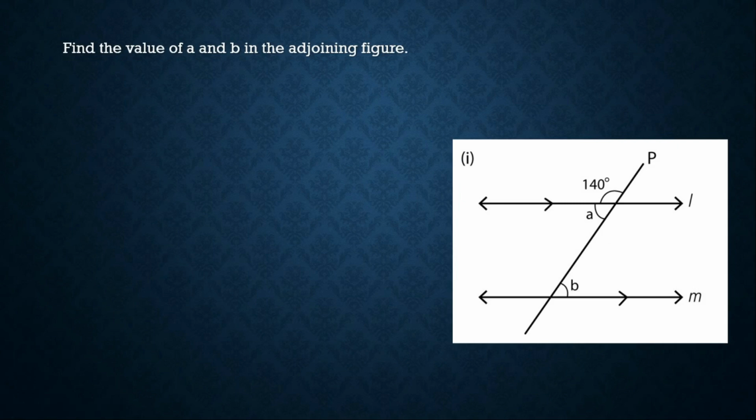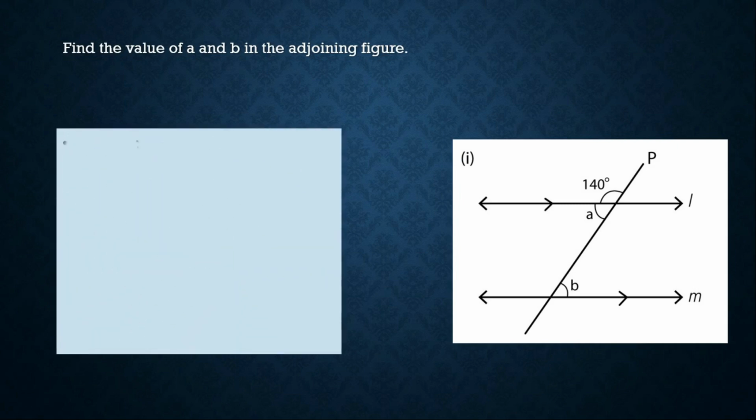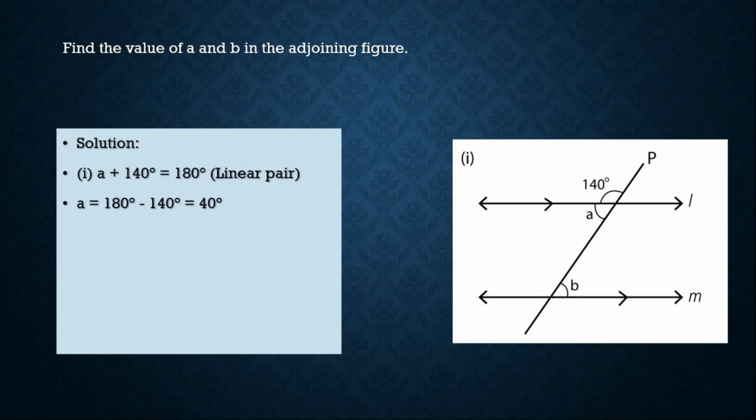So now we will see how to get the value of A. We will use the linearity property. So angle A plus 140 degree is equal to 180 degree. Now we will shift that 140 degree from the left hand side to the right hand side, and we will get the answer as 40 degree. So the value of angle A is 40 degree.